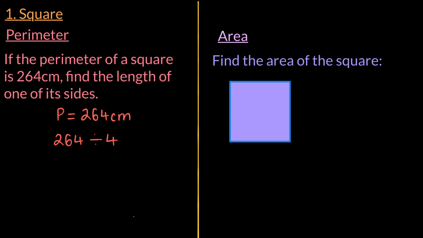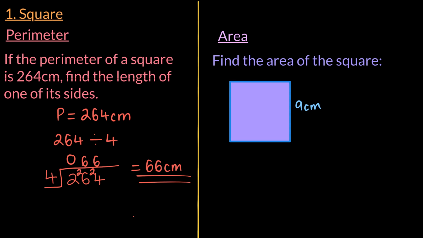You can try and do that in your head, but what I would probably do just for quickness is a bus stop sum and just divide 264 by 4 that way, especially because a lot of the questions that you're going to do in this exercise will be non-calculator, because the numbers are quite manageable to do without a calculator. So I would try and get as comfortable as you can doing these sorts of sums. So if we do it that way, we end up with an answer of 66 centimetres.